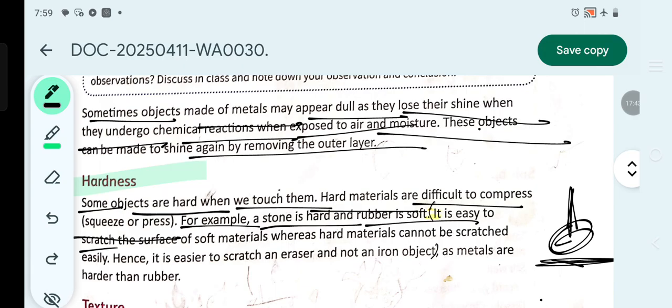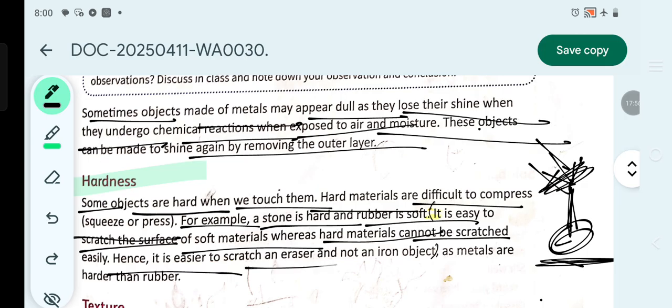It is easy to scratch the surface of soft material, whereas hard material cannot be scratched because its surface is very hard and the force cannot get into it. Hence, it's easier to scratch an eraser and not an iron object, because iron materials are harder than rubber.